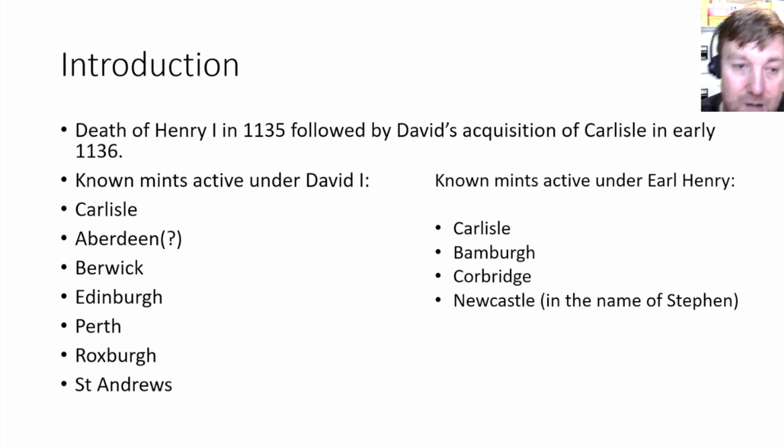Andrews. Now, to make matters more complicated, David's son, Earl Henry of Northumberland and Huntingdon, also minted his own coins in his name. And David and Earl Henry minted jointly from Carlisle. Earl Henry also minted coins in his own name from Bamborough, from Corbridge and Newcastle in the name of King Stephen. It's also worth noting that both David and Earl Henry also minted coins in the name of King Stephen from the Carlisle Mint. And Henry also minted coins in Stephen's name later from the Bamborough Mint, as well as Newcastle.